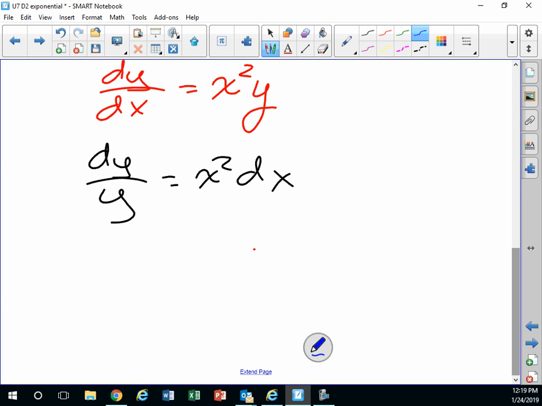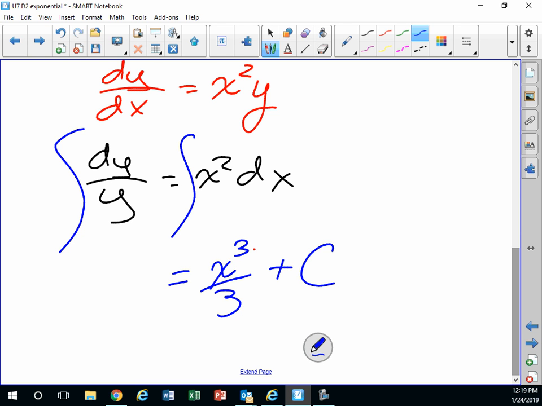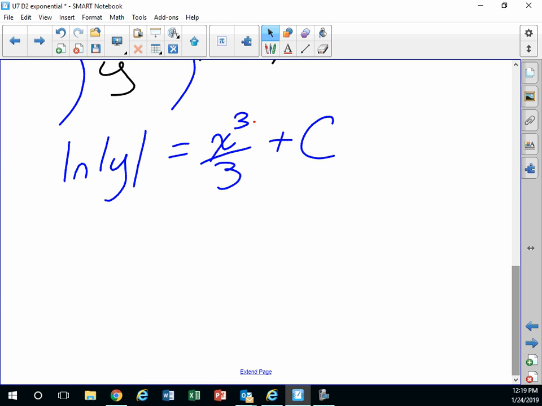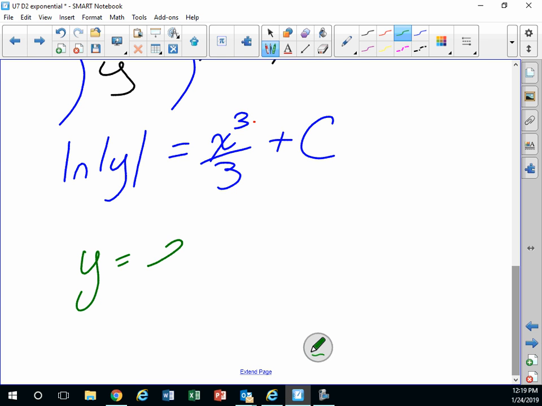Integrate both sides. Well, the x side is pretty easy. That's x cubed over 3 plus c. What's the integration of dy over y? Natural log of y. Alright, now what? Take it to the e. So y equals e to the power of x cubed over 3 plus c.